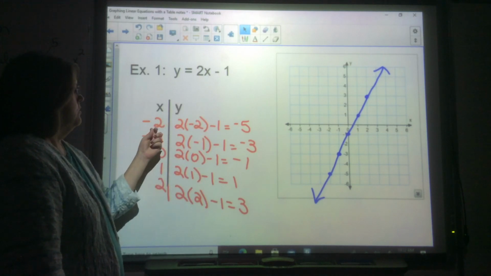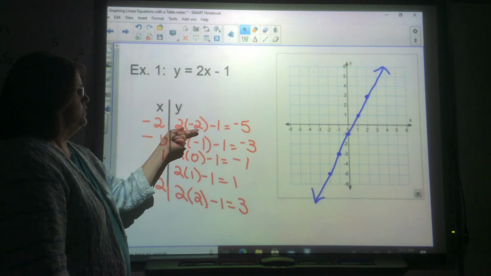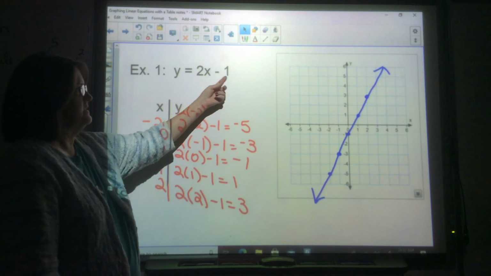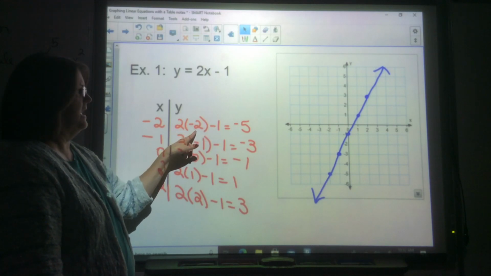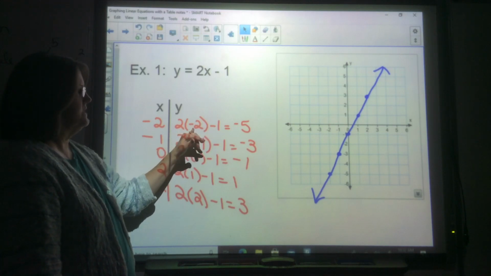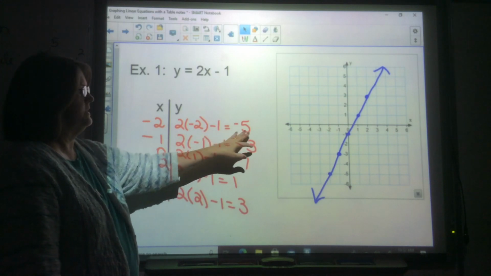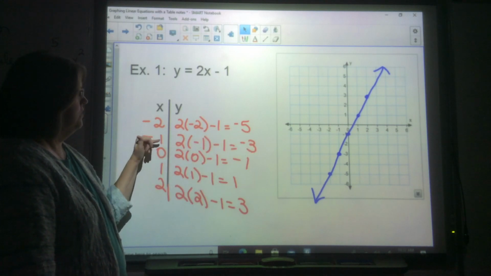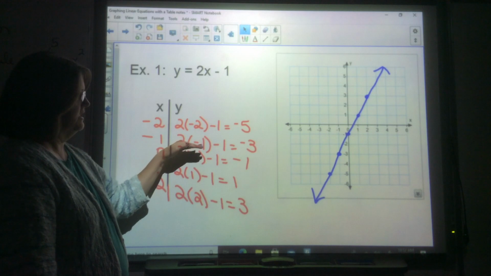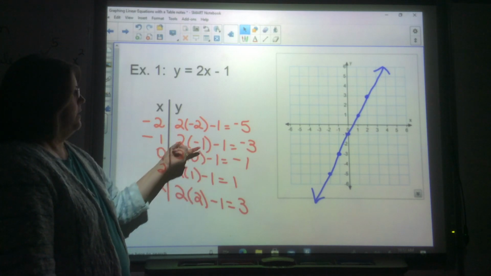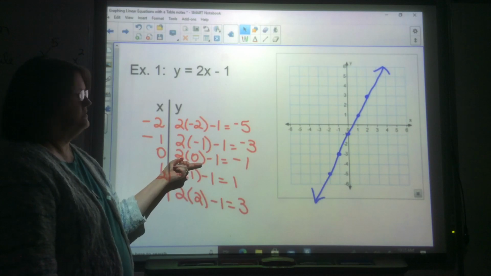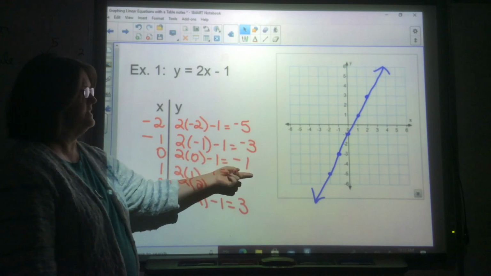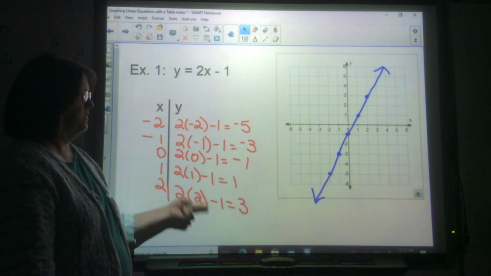So you're making x -2, so you evaluate 2x minus 1 by substituting in -2 for the x value. And 2 times -2 is -4, minus 1 is -5. And you go through doing that with each and every one of these. So I put -1 in, that gives me -3. When I put 0 in, 2 times 0 is 0, minus 1 is -1. And you do that with each of these.